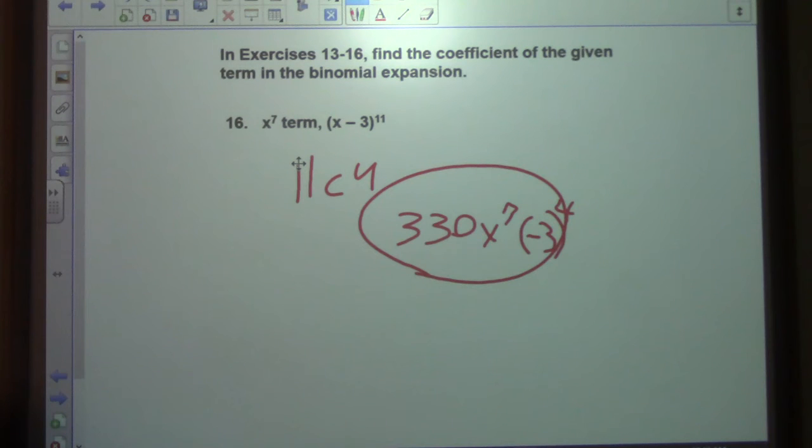Connor, maybe you need one of these calculators. I think so. They're over there. So it's going to be 330 times 81 is what it amounts to.